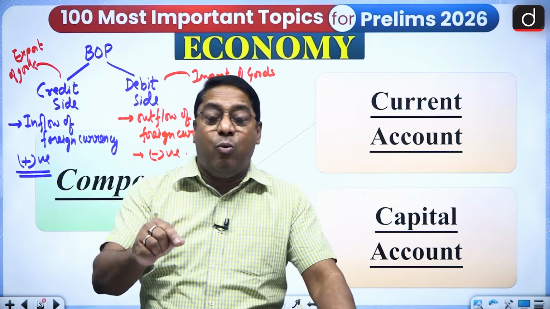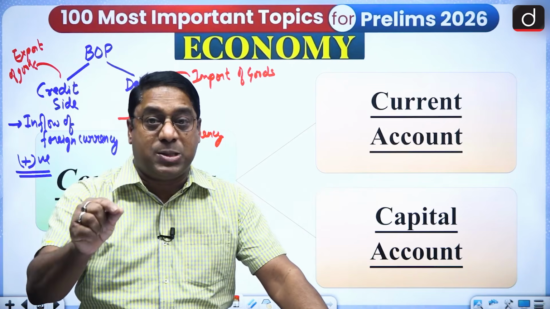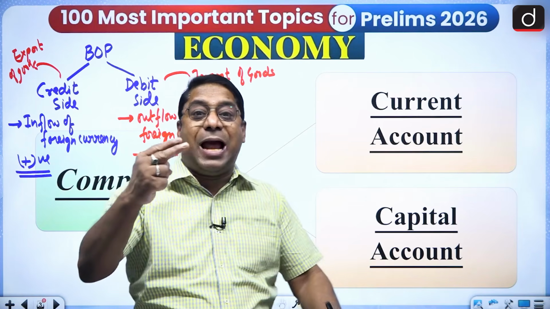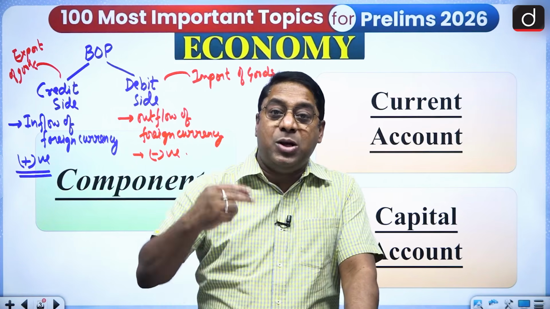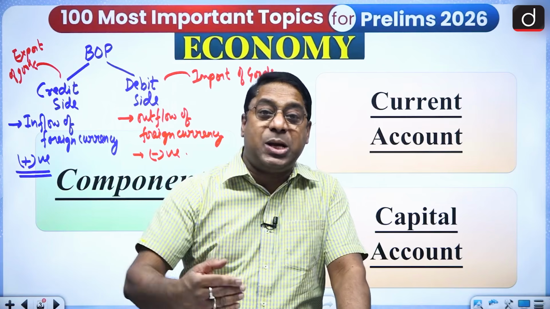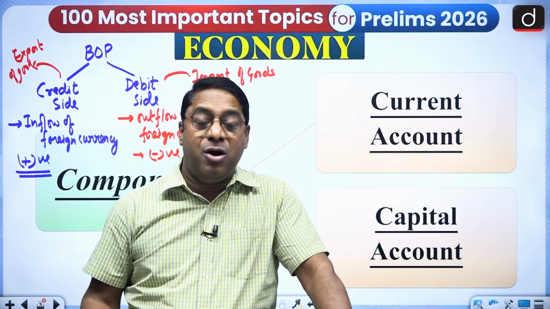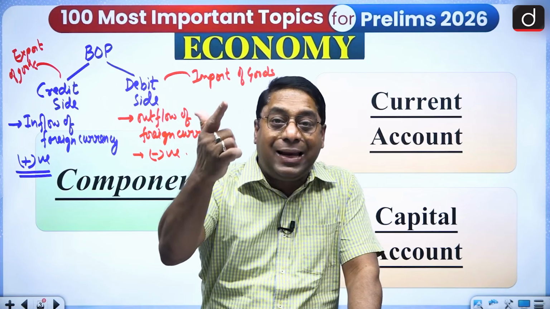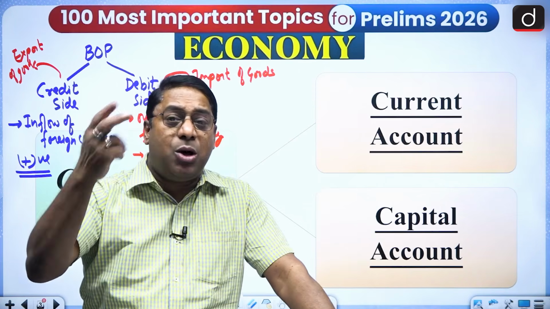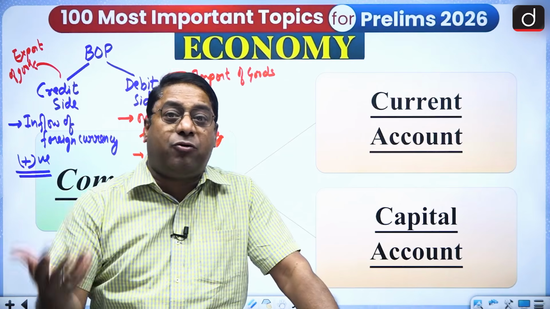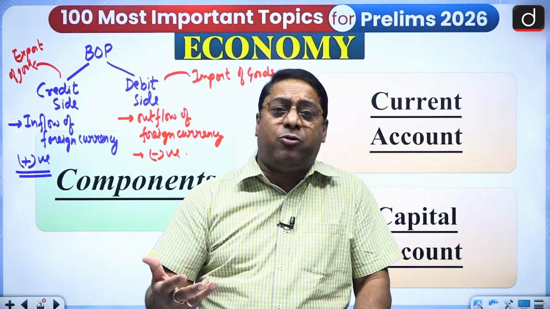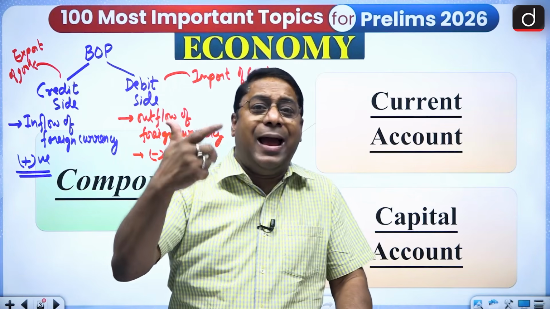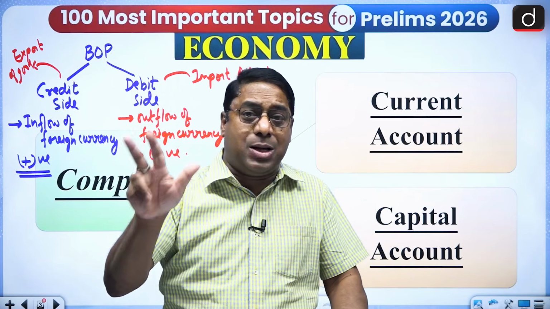In the same way, when we talk about services, which are a part of the current account, services can be in the form of services which are essential for trade. For example, the services of shipping, banking, insurance. Just remember, any international trade needs the services of shipping, banking and insurance. I'm just giving you an example.